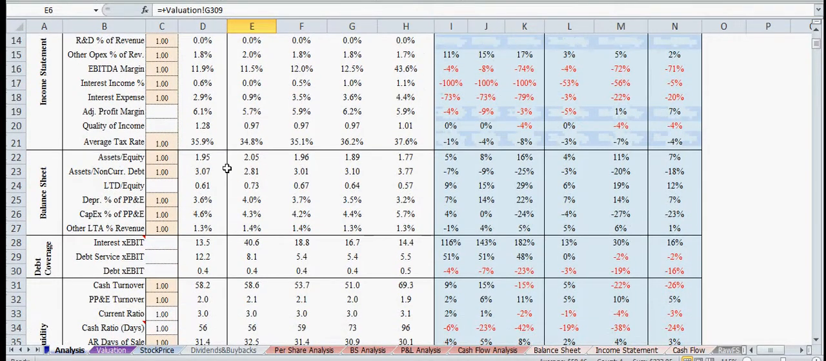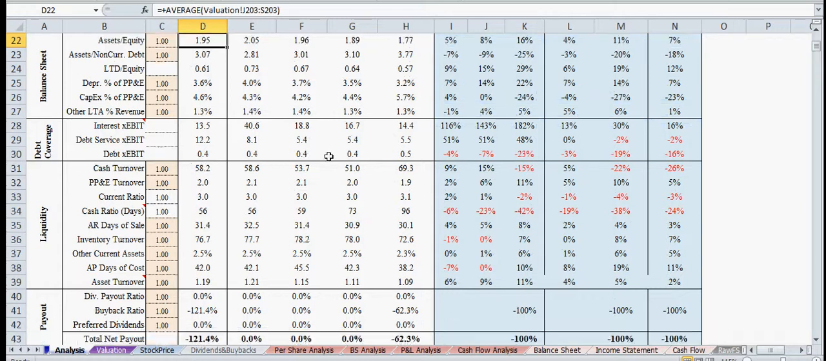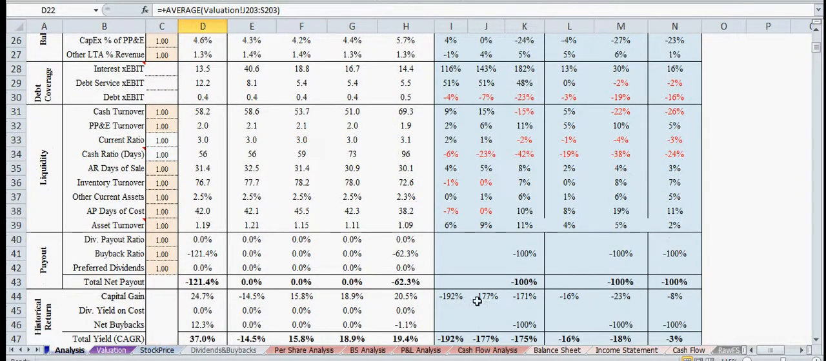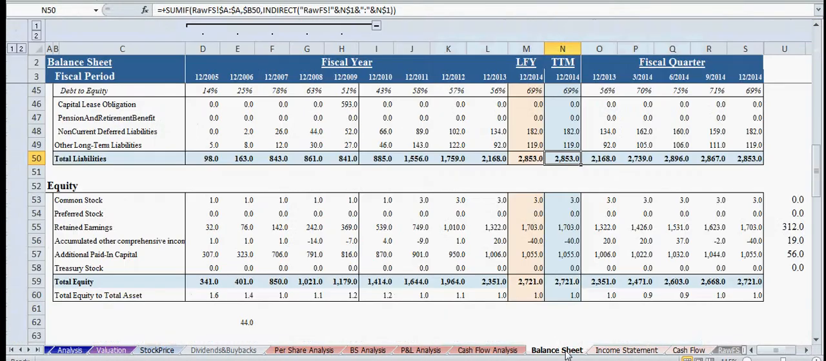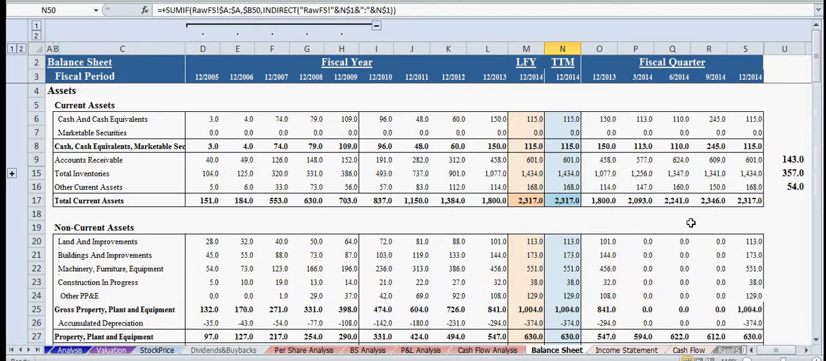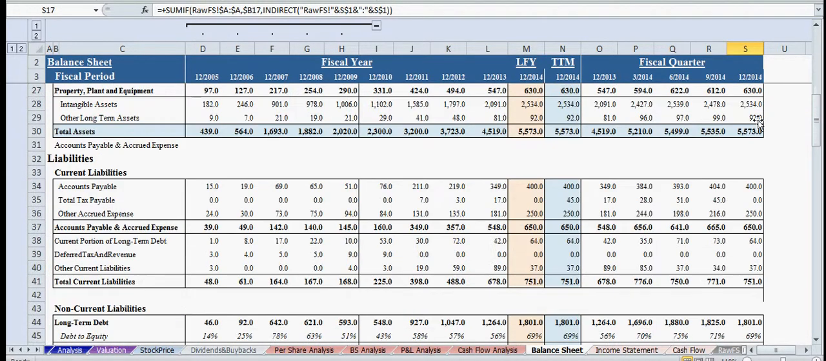If we want to look at the balance sheet, it's got great assets to equity, wow, great liquidity. And if you don't believe that, you could go directly into the balance sheet, and here we are. We've got current assets of $2,317 to current liabilities of $751.